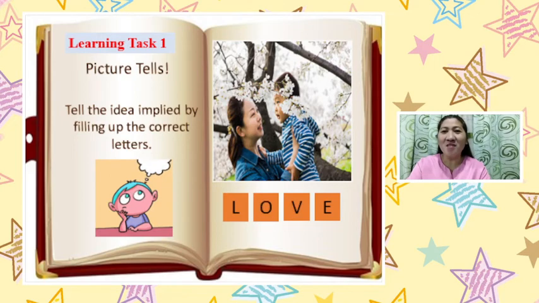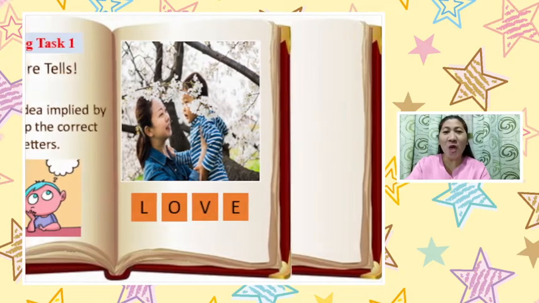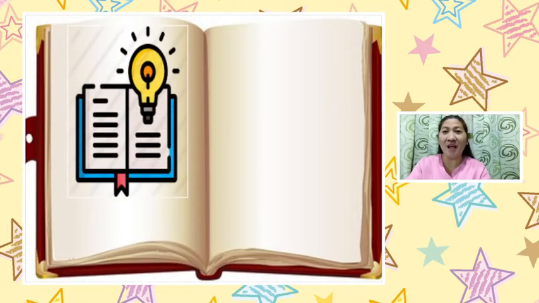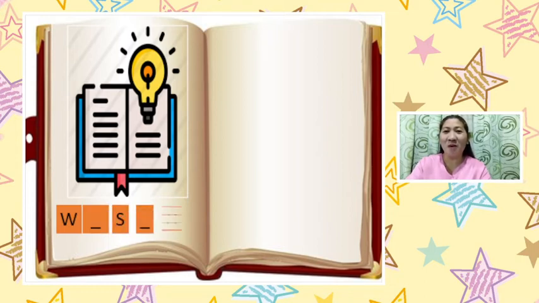Correct. It's love. For the second picture, we have a book and a light. What are the letters behind this? We have W, blank, S, blank, O, and M. What idea is implied here? Great! It's wisdom.